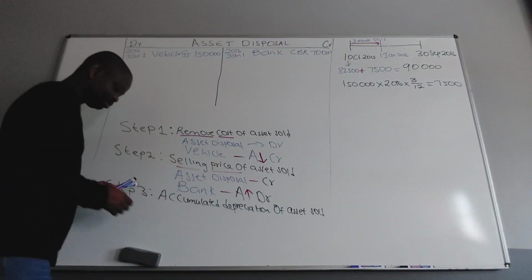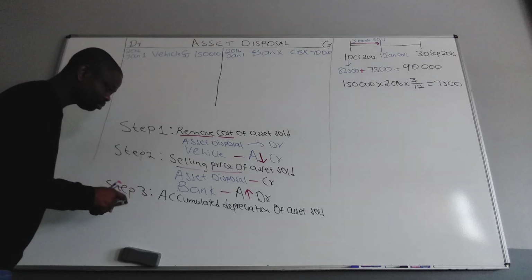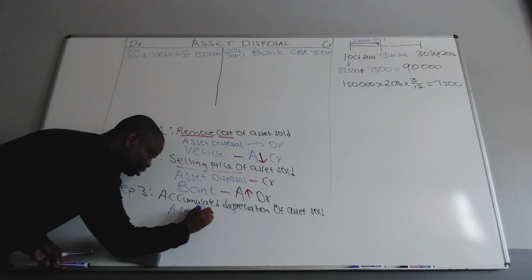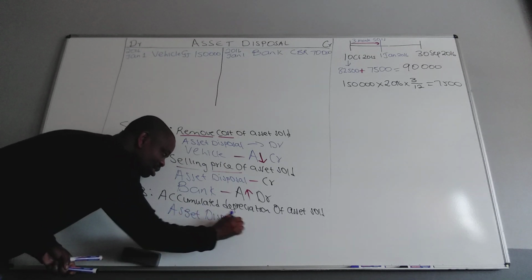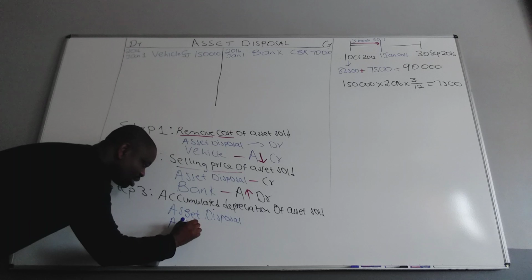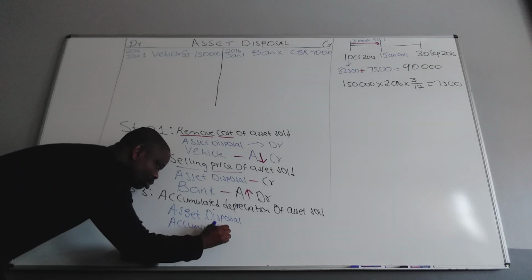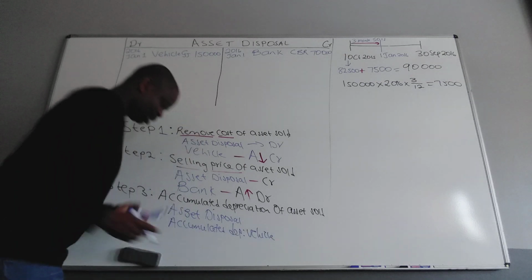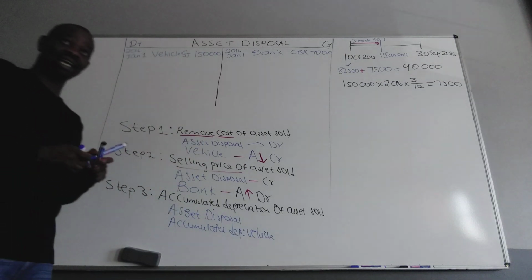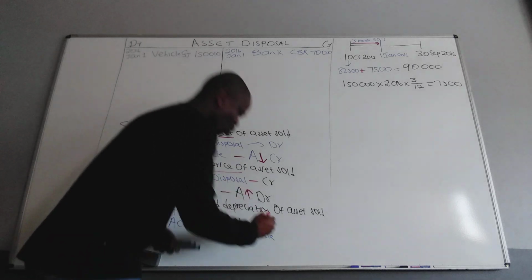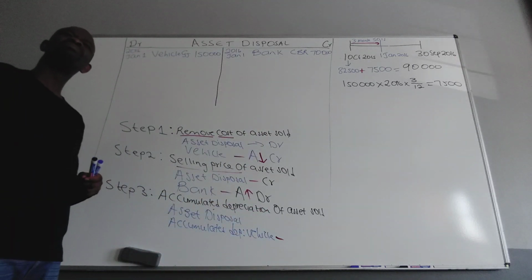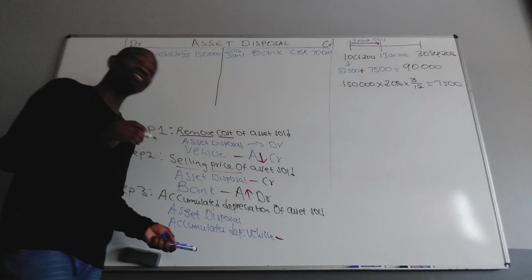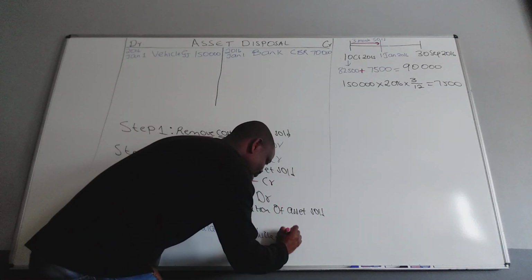But okay, let's come here. The two accounts will be? The asset, the obvious one, and accumulated depreciation on the vehicle. Perfect. Now we must decide on this one. What is this to us? An expense? I don't know what that is. It's a negative asset. It's very rare. Negative asset. Yes.